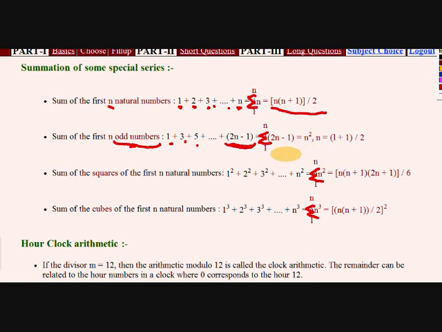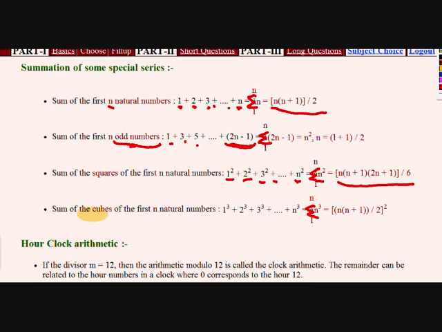Sum of the squares of the first n natural numbers: 1 square plus 2 square plus 3 square plus etc. till n square. This is denoted by sigma 1 to n of k square. This is how you find the sum of the n squares: n into n plus 1 into 2n plus 1 by 6.